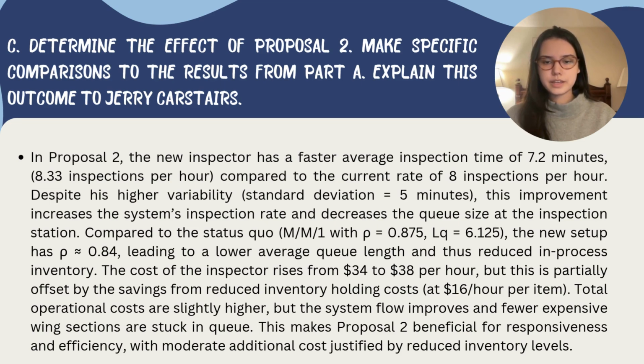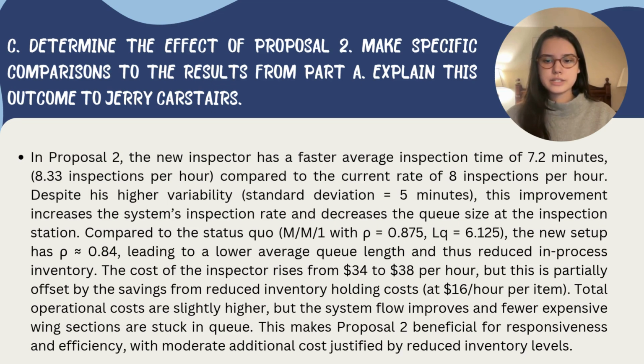Compared to the current setup, modeled as an M/M/1 system with rho equal to 0.875 and an average queue length of 6.125, the new setup has rho approximately 0.84, which results in a shorter average queue and less in-process inventory.